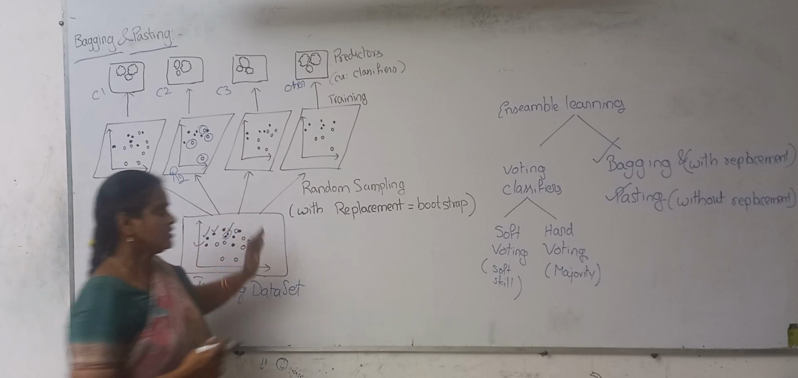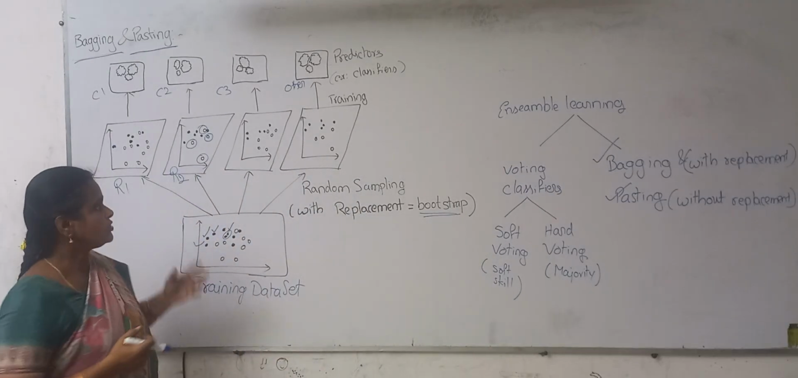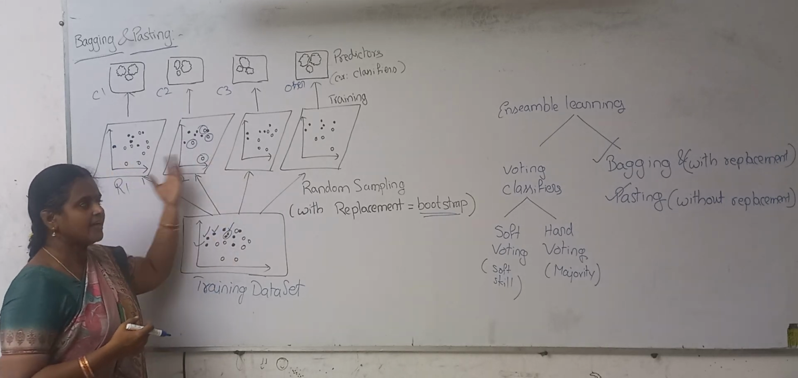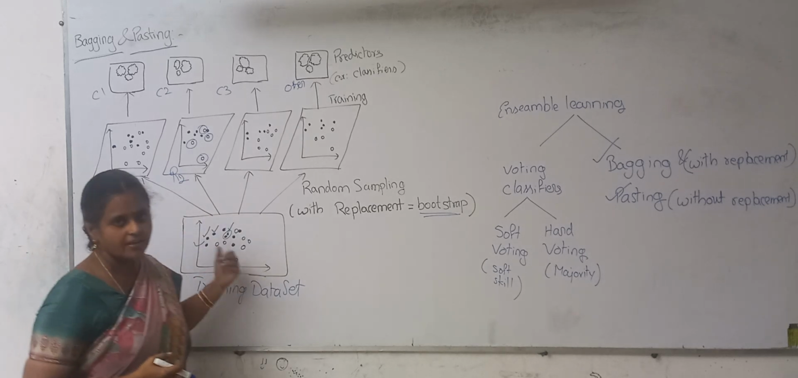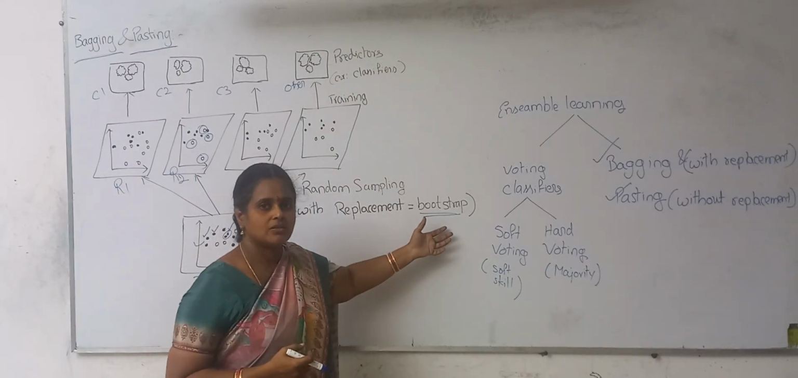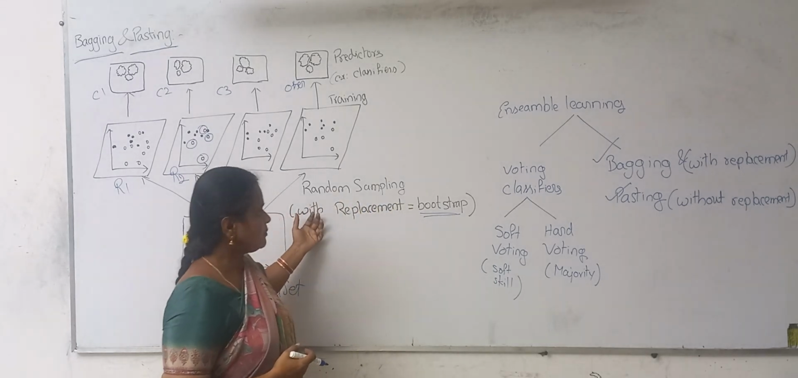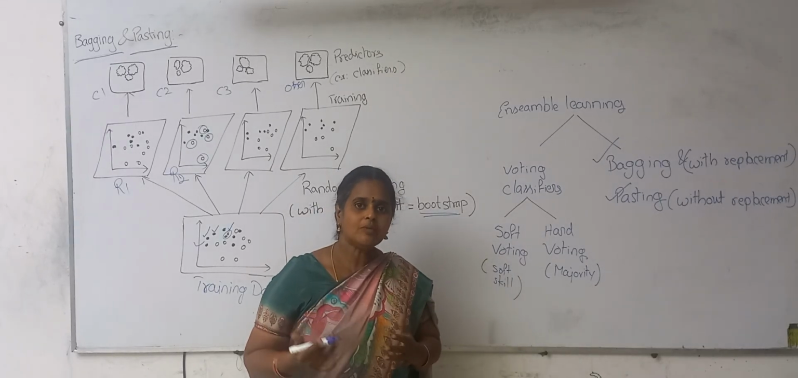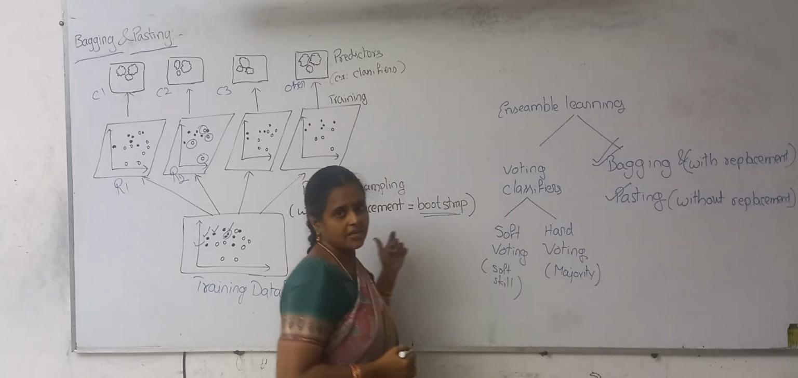And this you can also call the bootstrap aggregation. Finally it aggregates all these samples, and that will be your final training data set. So it's a bootstrap aggregation. This is with replacement. If it is with replacement, you can also call it bootstrap aggregation, and another name is bagging. Bagging is also known as bootstrap aggregation.